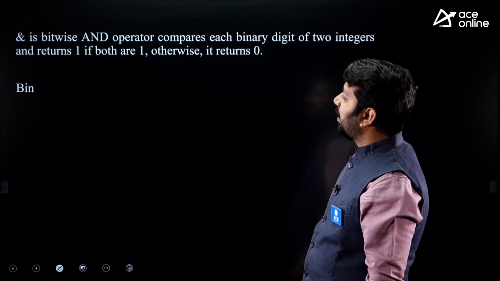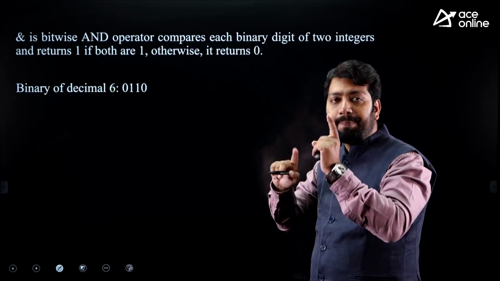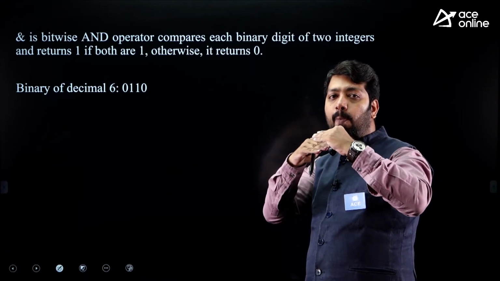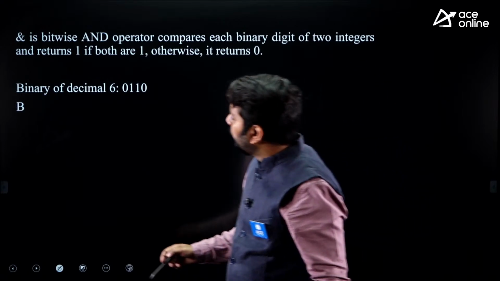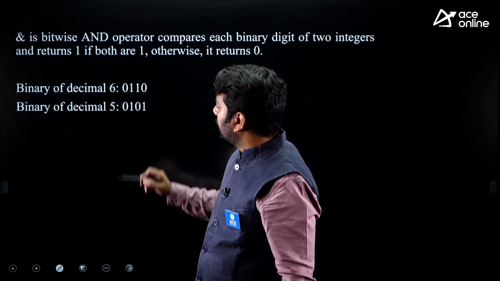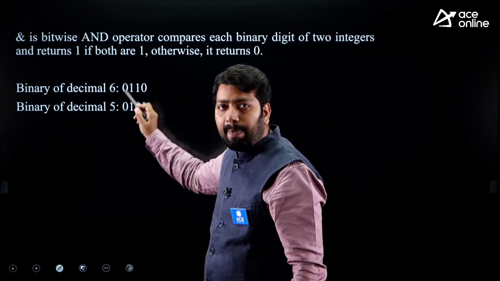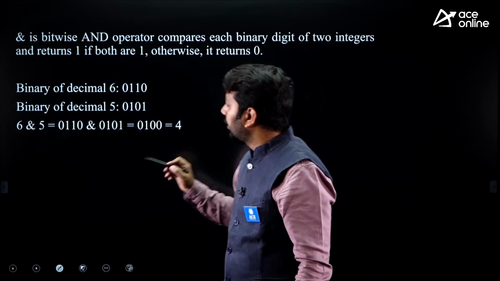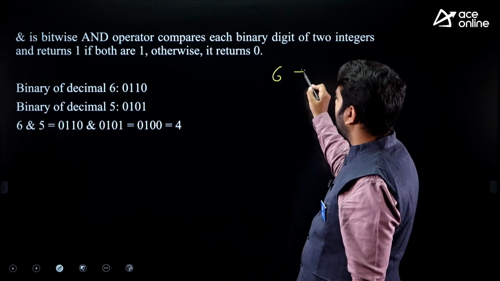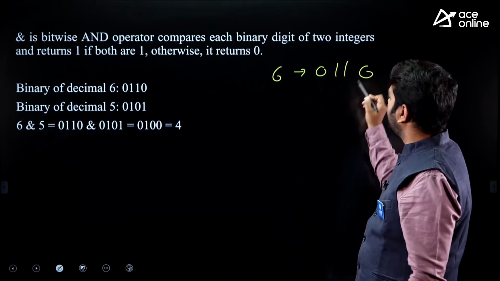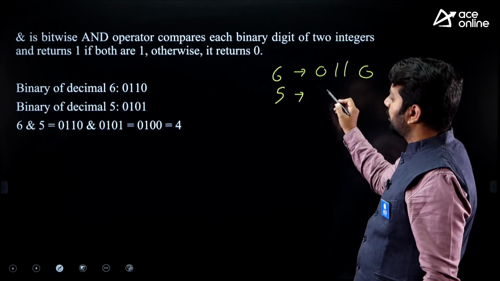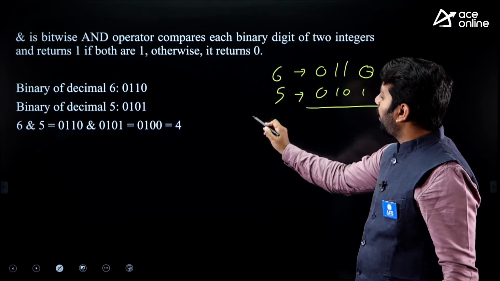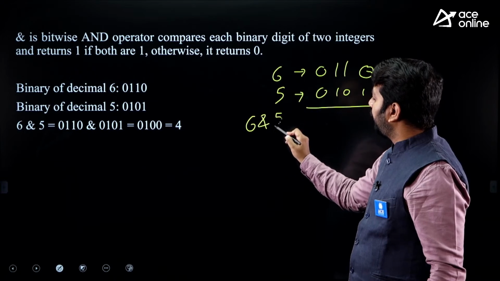AND is a bitwise operator that compares the binary values of two operands. That means it performs the operation bit by bit. For example, here you can see this is my number 6 and this is my number 5 in binary form. 6 is nothing but 0110, and 5 is 0101. So now I am solving 6 AND 5.